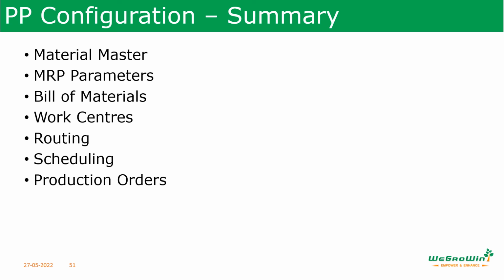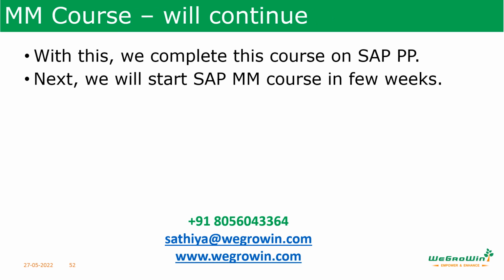Right. So in this session, we talked about the basic configuration requirements for production planning related to material master, MRP, bill of material, work centers, routing, scheduling, production orders, and material availability check. With these things, we complete this course on SAP Production Planning.